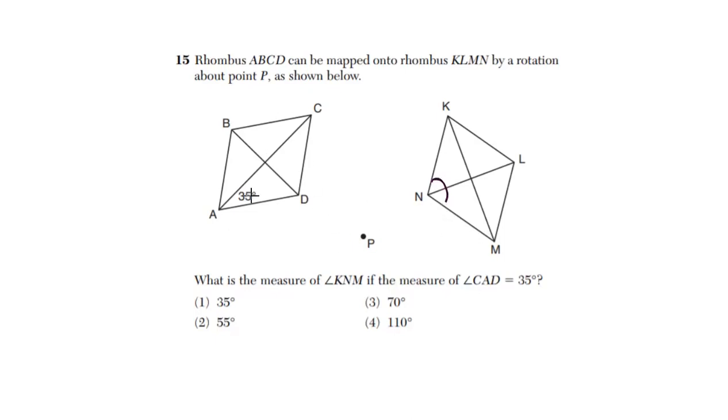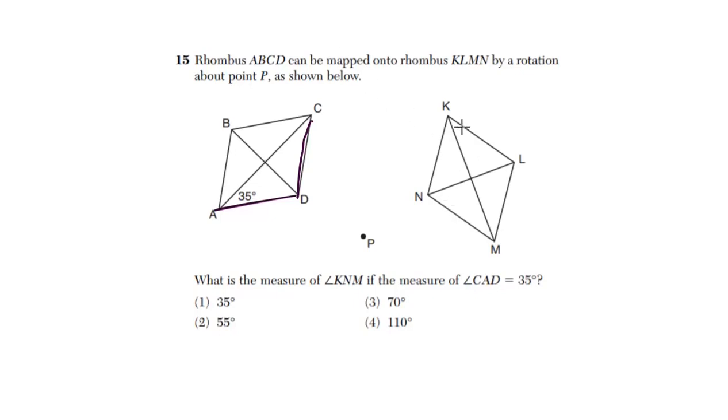So if you can imagine, if they rotated this and it's mapped onto this rhombus, that means these rhombuses are the same when we rotate this, okay? So what I want you to see is, this is 35 degrees. Now there's a couple ways you could think of this, but I want you to imagine angle ADC and what the corresponding angle would be over here, because they're going to be congruent. So if we can find that, then we're going to look pretty good.